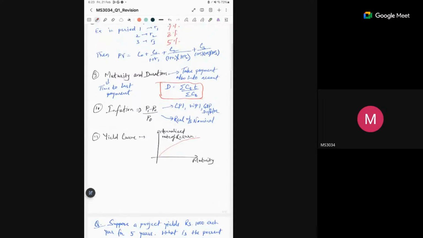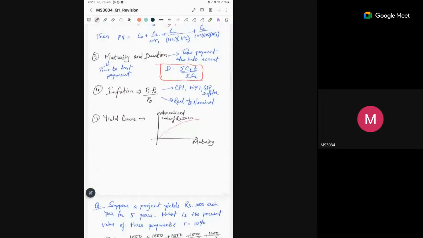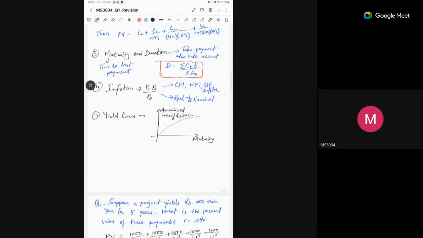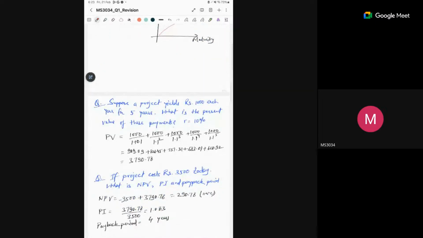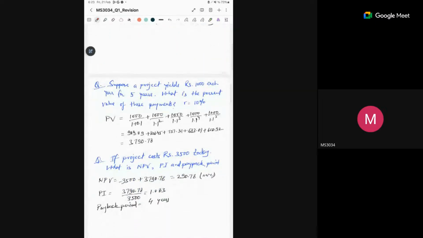So let us take some examples. Okay, so the first one says, suppose a project yields rupees 1000 each year for 5 years. Then it asks you, what is the present value if the prevailing interest rate is 10%. Then we can apply the formula, and in the first year you get 1000, second, third, and fifth, and I have calculated the present value, and this is the present value which I am getting.